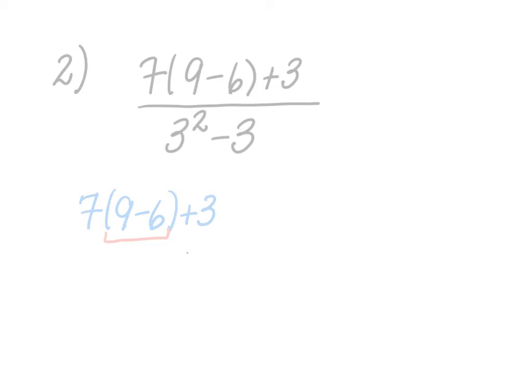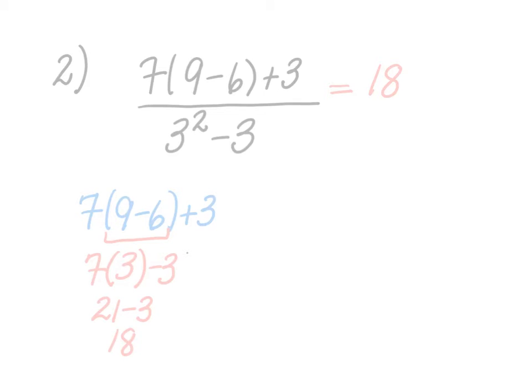So 9 minus 6 is 3, and I need to keep those parentheses because those parentheses not only meant a grouping symbol, it also meant multiplication. So I'm going to bring down the rest of the problem. So now I have 7 times 3 minus 3. So I'll do my multiplication. 7 times 3 is 21. Bring down the rest of the problem, which is the minus 3. So 21 minus 3 is 18. So my numerator simplifies to 18.